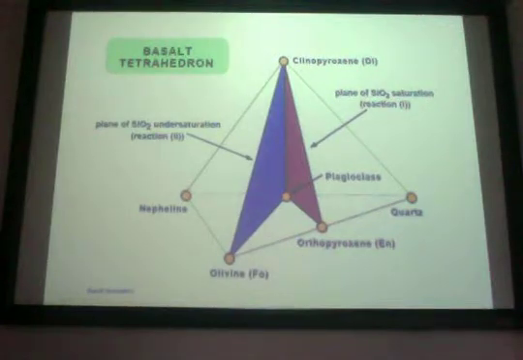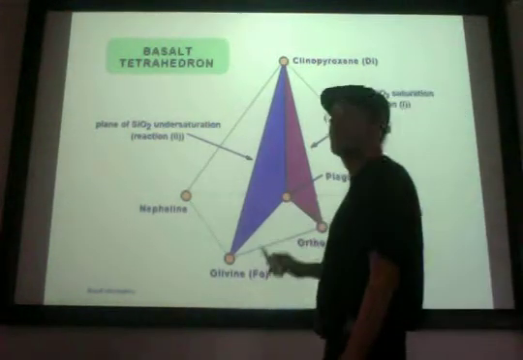NaAlSi3O8, that is the albite. That is the quartz. And then we make here the nepheline, NaAlSiO4. And finish is the nepheline, and that happens here at this point, yeah?